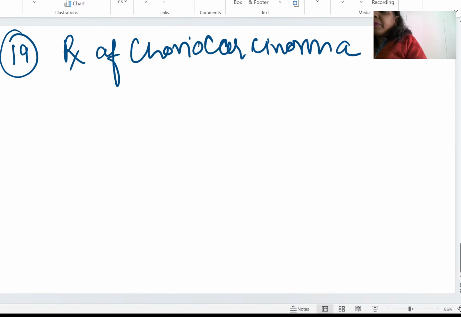They have asked the treatment of choriocarcinoma. First the patient had a molar pregnancy, and now the patient has again come with a chest x-ray showing a cannonball appearance. So the diagnosis is choriocarcinoma. Beta HCG is also high and everything. So the diagnosis is choriocarcinoma.